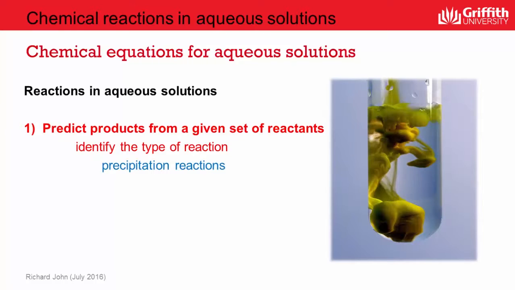The first is precipitation reactions, where two aqueous solutions are mixed together and we get a formation of a solid ionic compound known as a precipitate. And sometimes those reactions can be spectacular, as in the formation of lead iodide shown in the picture there.